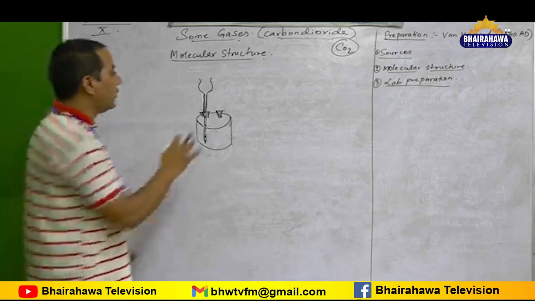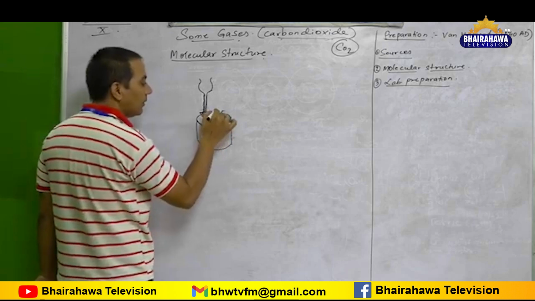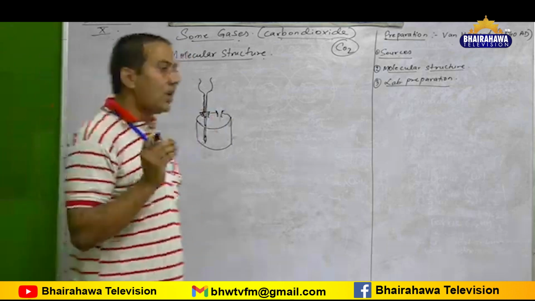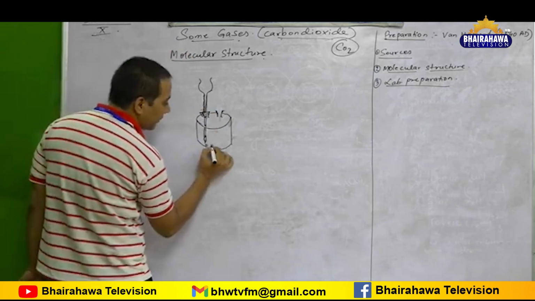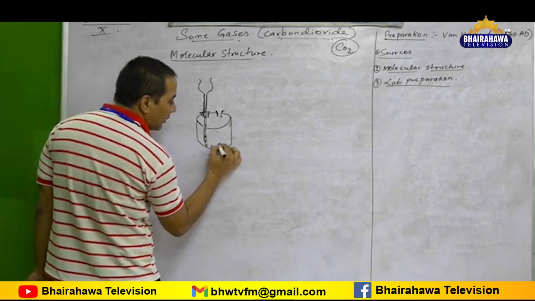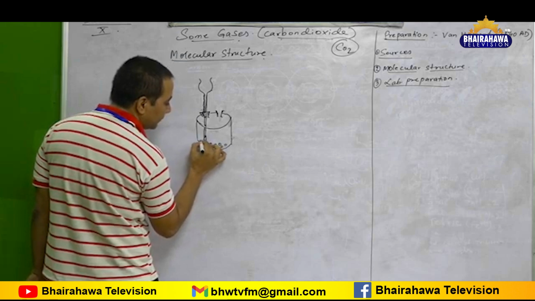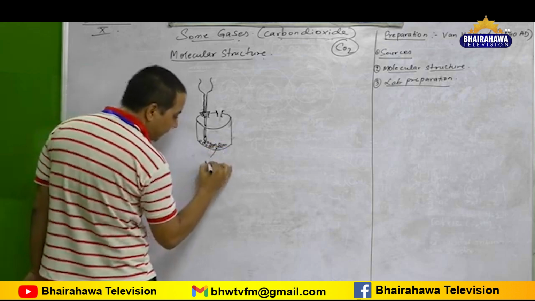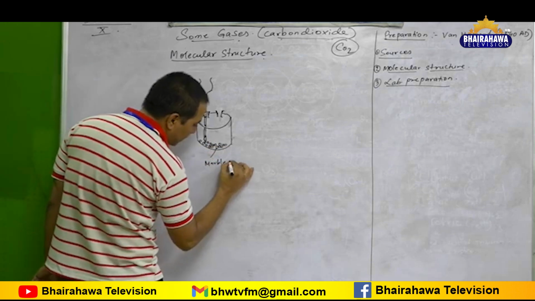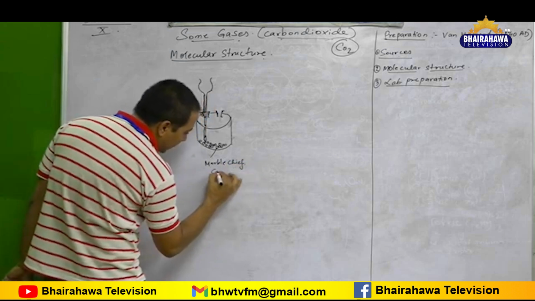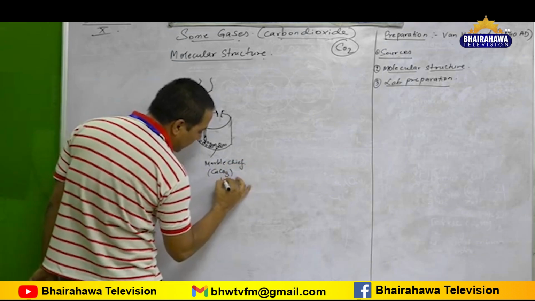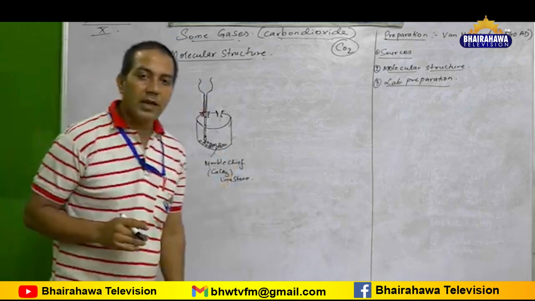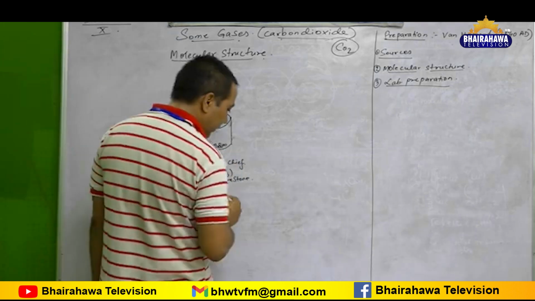Before putting the other pipe over here, we drop some marble chips. Okay, we drop some marble chips in the wolf bottle. This is called CaCO3, limestone. In general, it is also called marble chips.